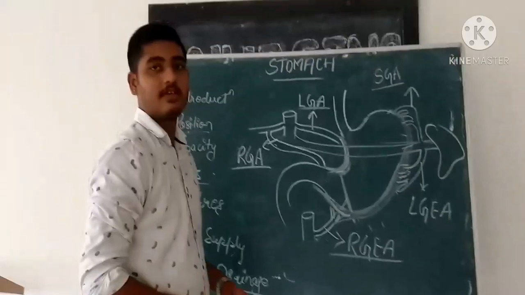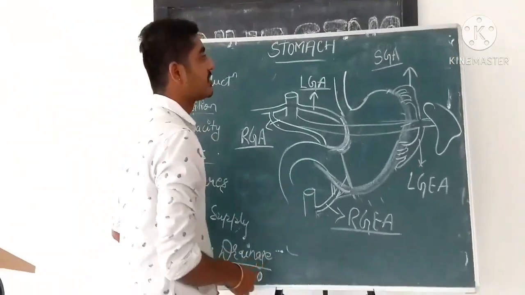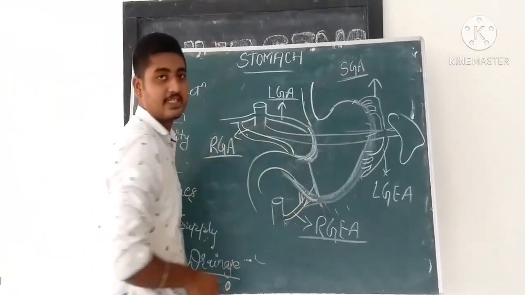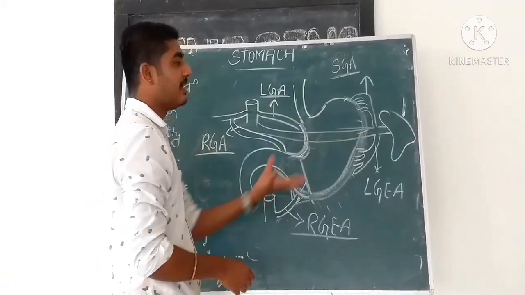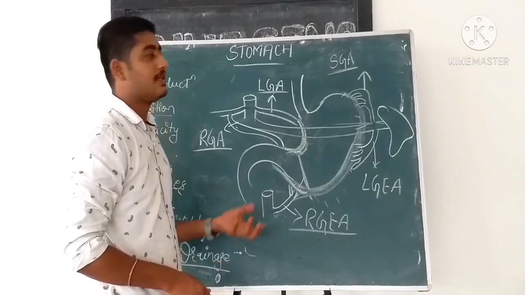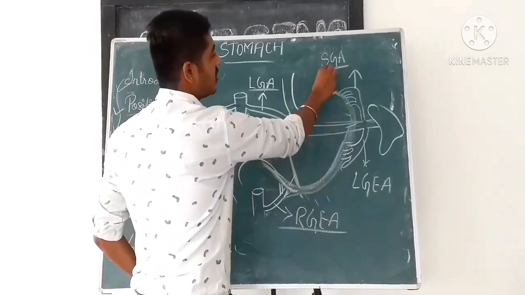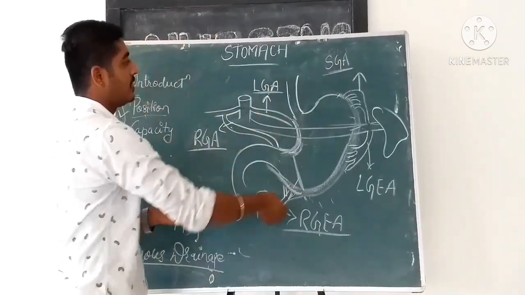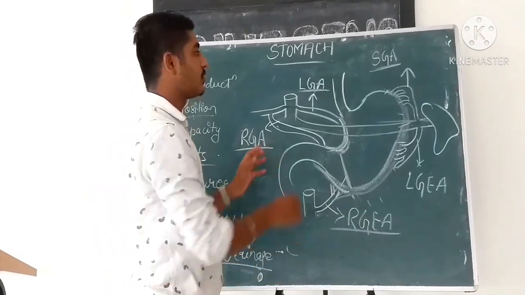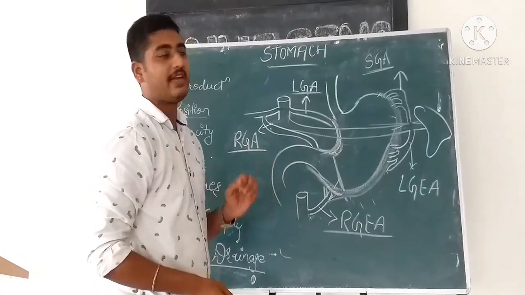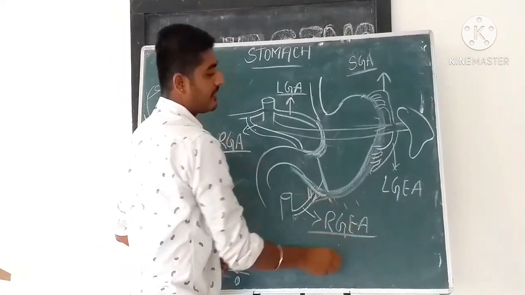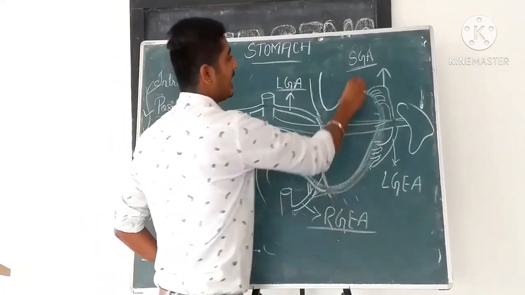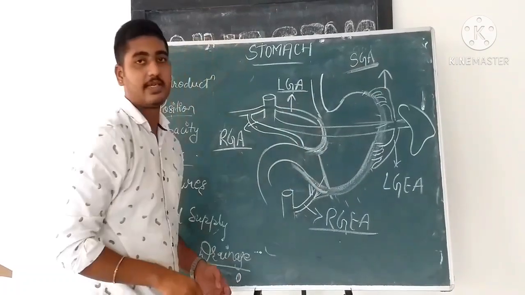So at the last, the venous drainage is going to be by the short gastric vein. So when it supplies the blood, it is the short gastric artery, and when it drains out of the stomach, it is going to become the short gastric vein. So this is all about the venous drainage, which is going to be taken up by the 5 veins: the right and the left gastric vein, right and the left gastroepiploic vein, and the short gastric veins.